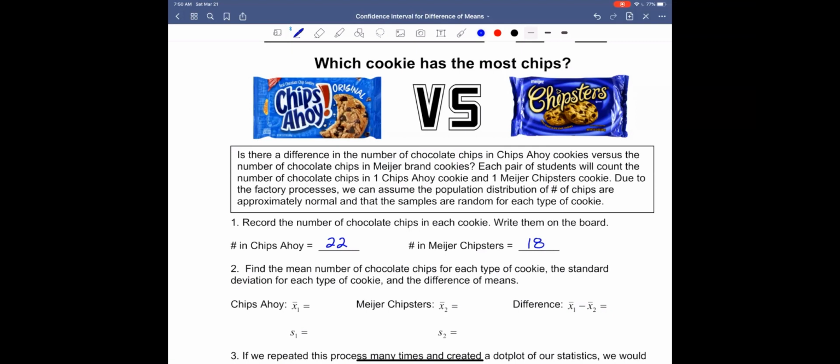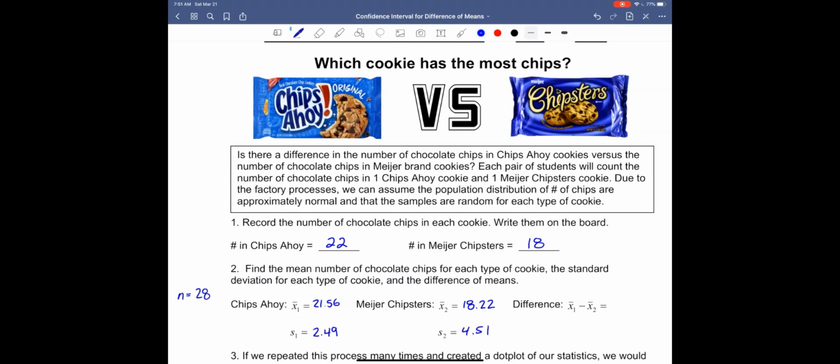So we're going to use class data for my first hour AP Statistics class. With my cookie and then their 27 students, we had a total sample size of 28. And here are the values that we got. For x1 bar, the average number of chocolate chips in Chips Ahoy, we got 21.56 with a standard deviation of 2.49. For the Meijer Chipsters, we had an average number of chocolate chips of 18.22 and a standard deviation of 4.51.